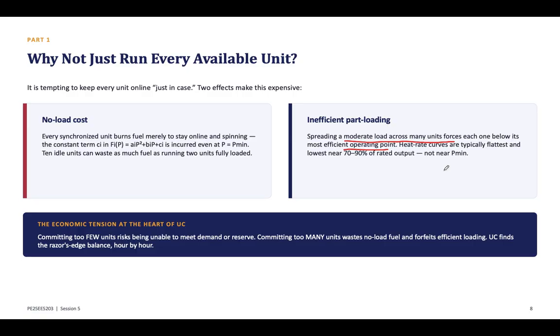This creates the central economic tension of unit commitment. More committed capacity improves security and flexibility, but raises the cost of keeping machines available. Less committed capacity reduces immediate operating cost but can create infeasibility and excessive risk.